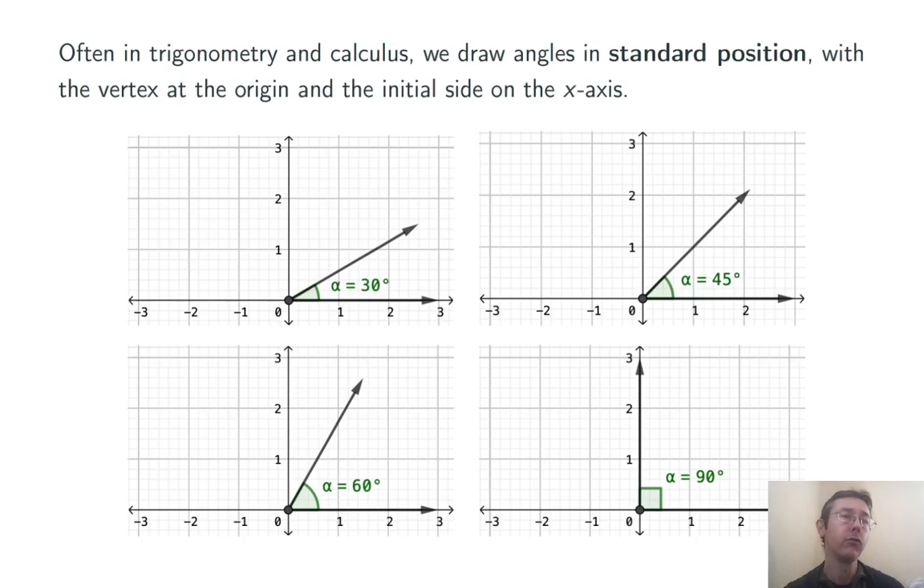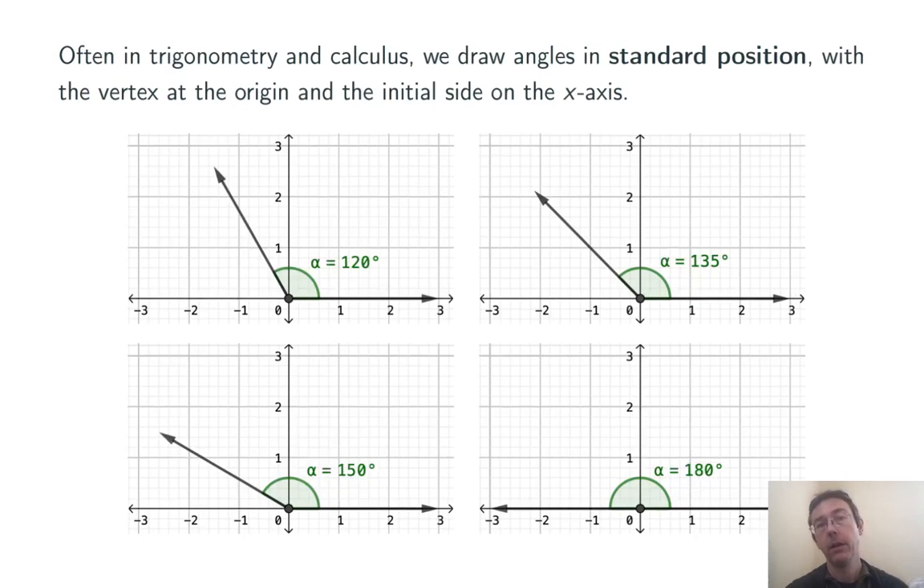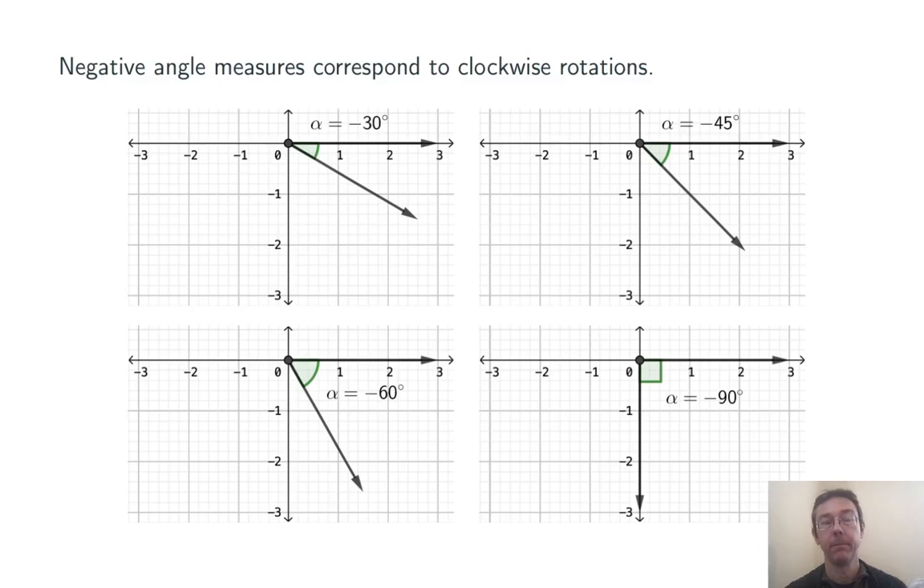Each one of them is drawn in what we call standard position. The vertex is at the origin, and the initial side is on the x-axis. So here I'm showing you 30, 45, 60, and 90 degree angles. Here are some angles with larger measures, 120, 135, 150, and 180 degrees. Again, you can see 180 degrees is a straight angle, an about face.